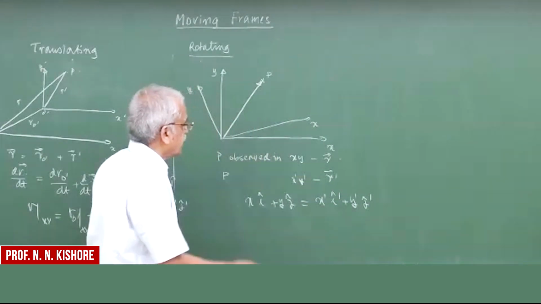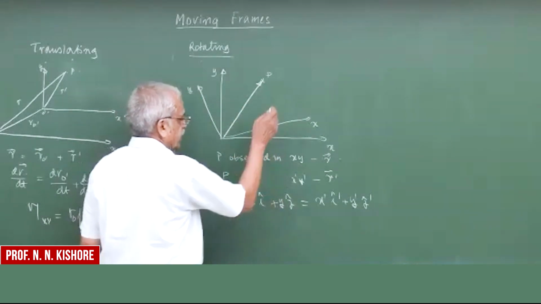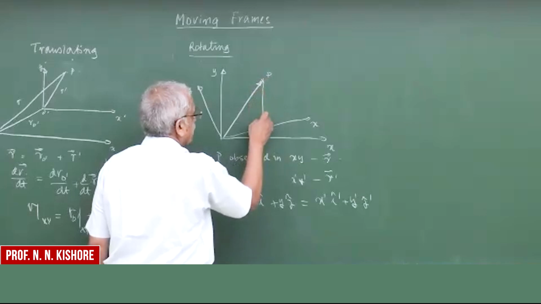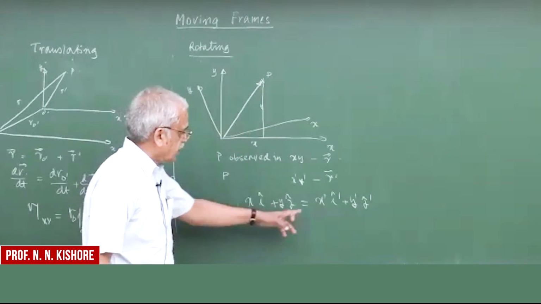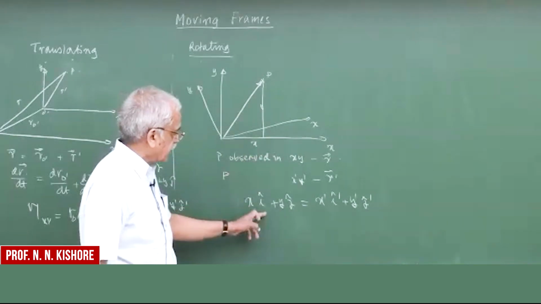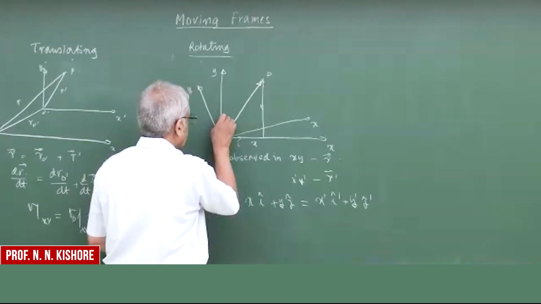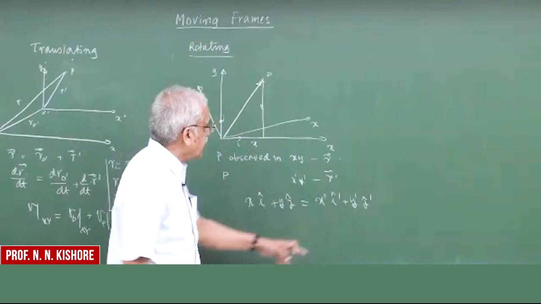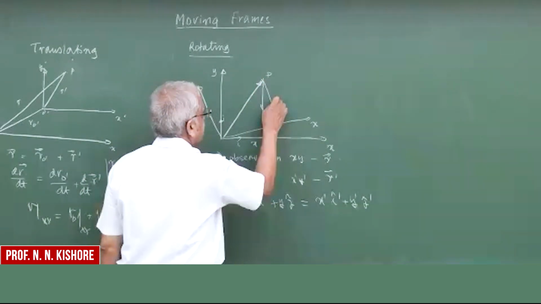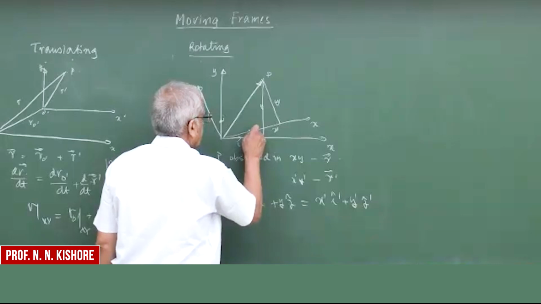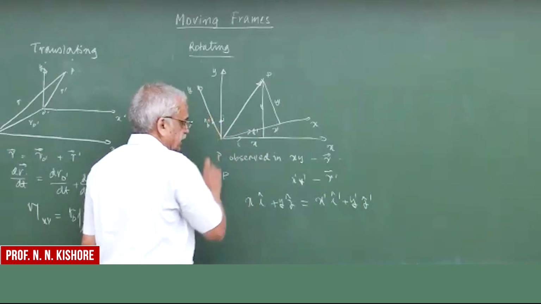So this is what you have to appreciate. Either you call this R observed in the XY fixed frame, in which case we take these as the two quantities, X and Y, where X multiplied by I is this direction and J is this direction, right? And it is the same as the X prime here and Y prime here, which are in the direction of I prime and J prime.